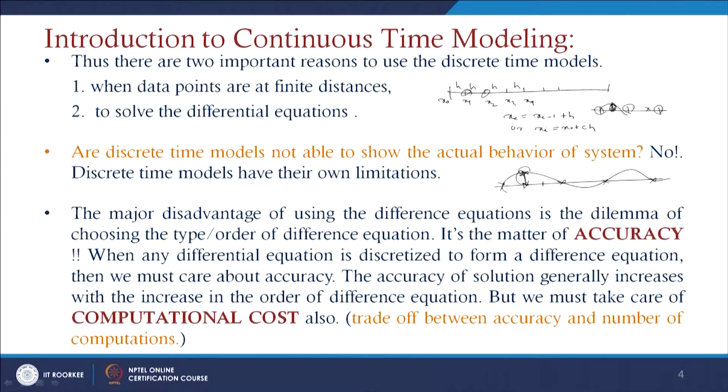The accuracy of a solution generally increases with the increase in the order of the difference equation, but we must take care of the computational cost. Since if we introduce this error, to minimize it we have to go for several iterations, or use several subroutines. So a huge human cost is required, or it will take a long time to get the accuracy of this class of solutions.